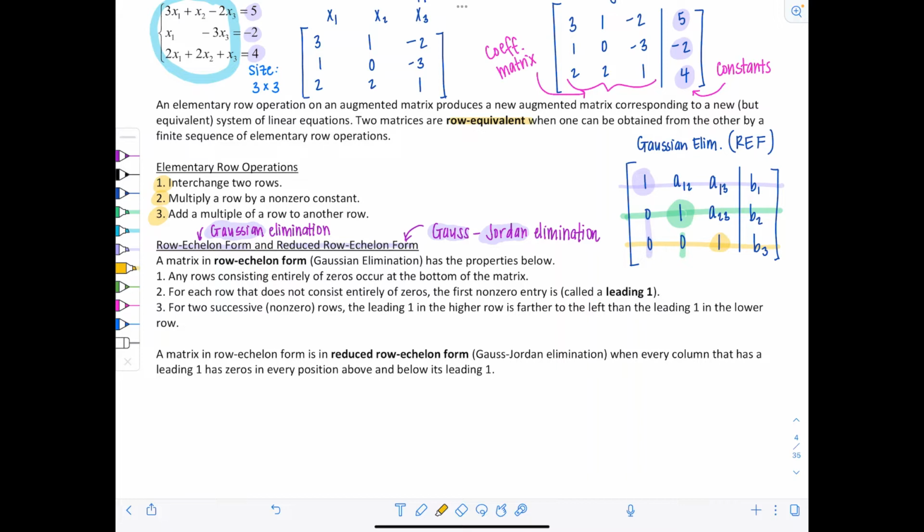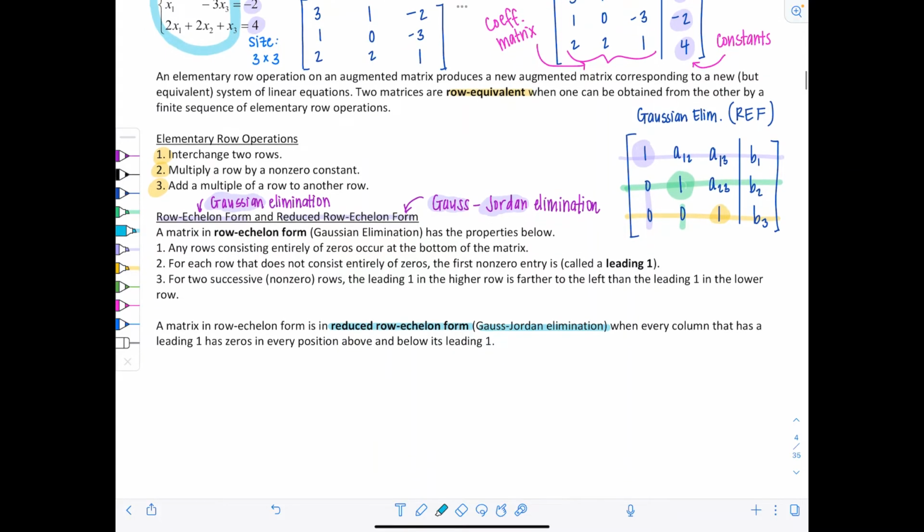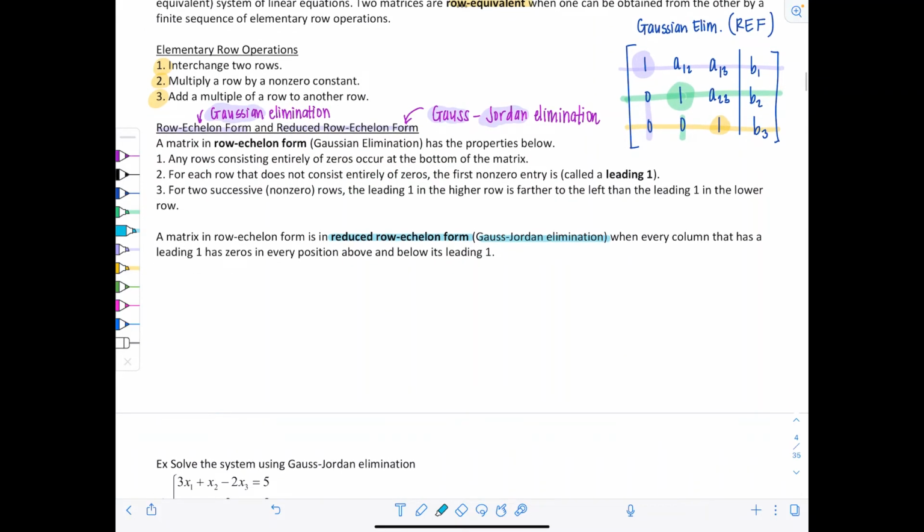Okay, now what's this other form and this other kind of elimination? Well, that's reduced row echelon form. I will abbreviate it, RREF. I didn't make that up. That's using Gauss-Jordan elimination. The process of the elimination isn't any different, so don't fret. And in this case, every column that has a leading 1 has zeros in every position above and below.